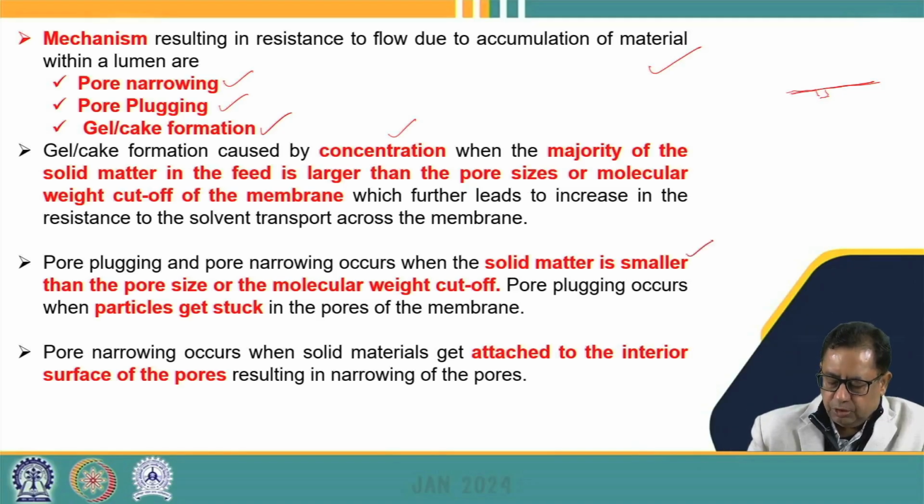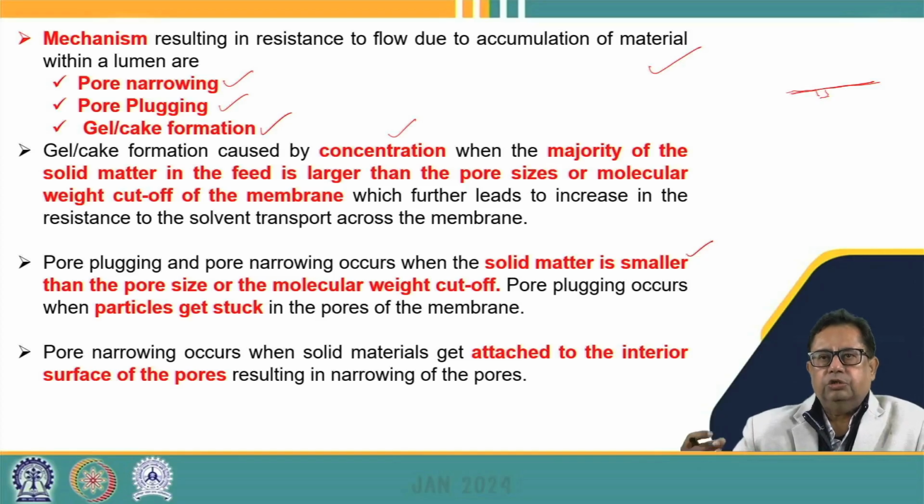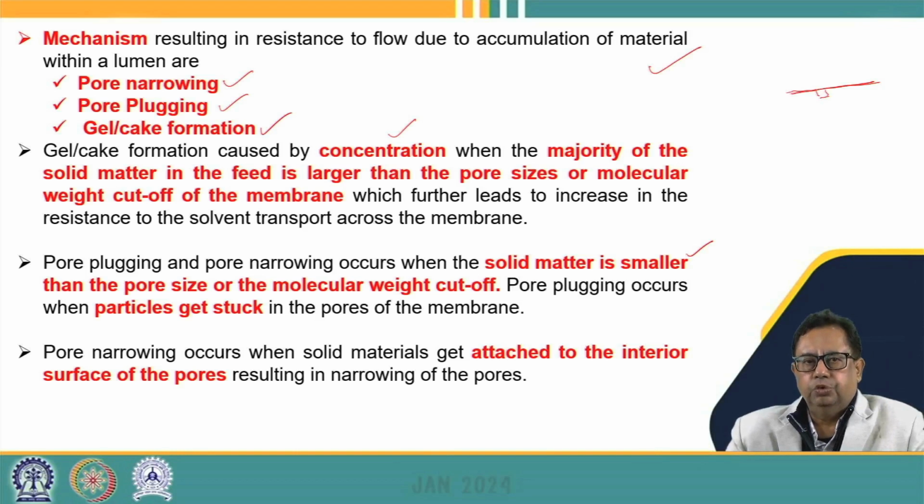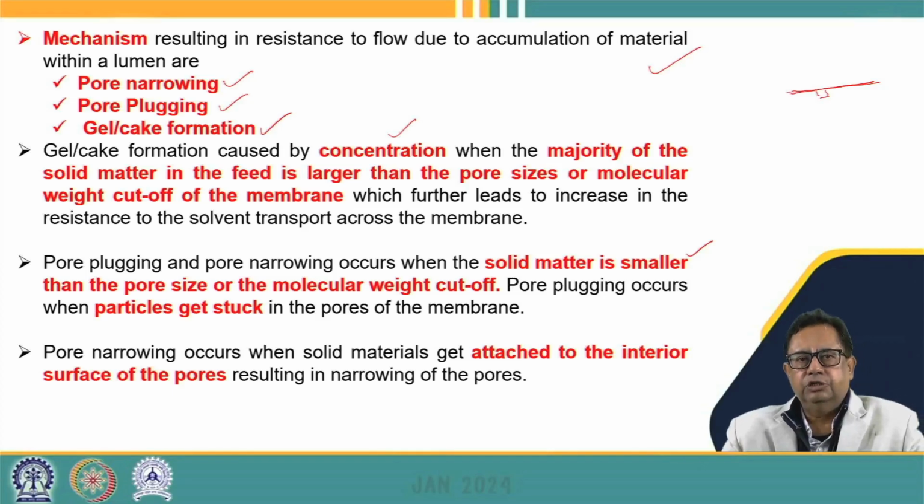Then another process is called pore plugging or pore narrowing. This occurs because of solid matter smaller than the pore size. Material bigger than the pore size causes the gel or cake formation, whereas materials which are smaller than the pore size, or smaller than the molecular weight cutoff, start plugging the pores. They get stuck in the pores and clog the pores or clog the membranes and reduce the performance of the membrane.